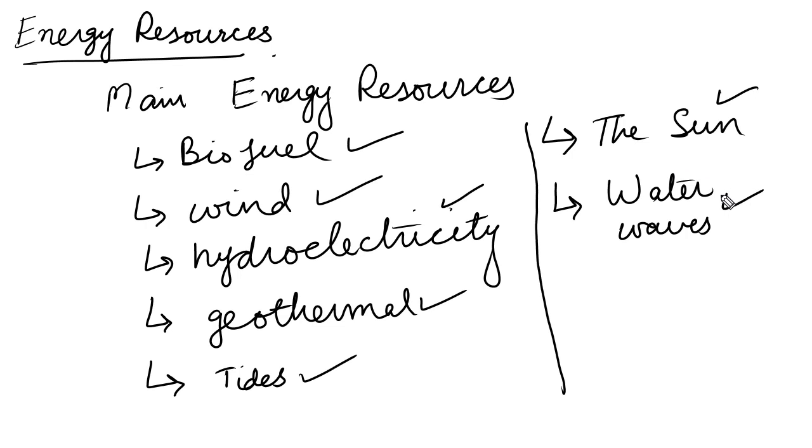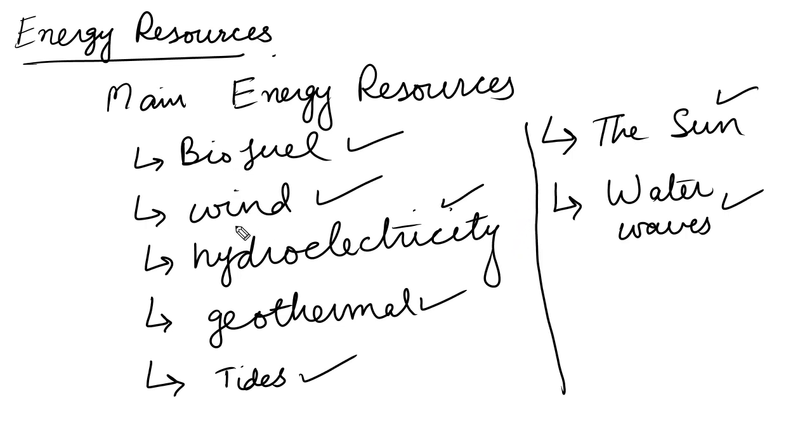Then the water waves, we put the generator within the ocean, and when the waves come, those generators are moved, and with that movement the electrical energy is produced. So these are the main energy resources that we have available. Now we'll distinguish between the energy resources.